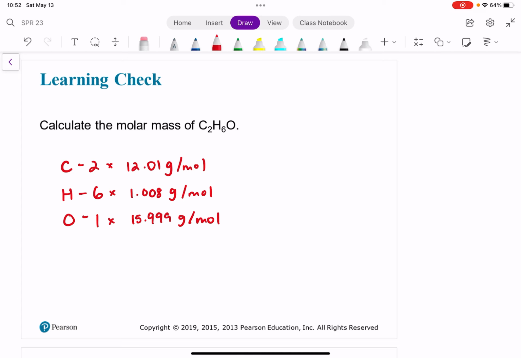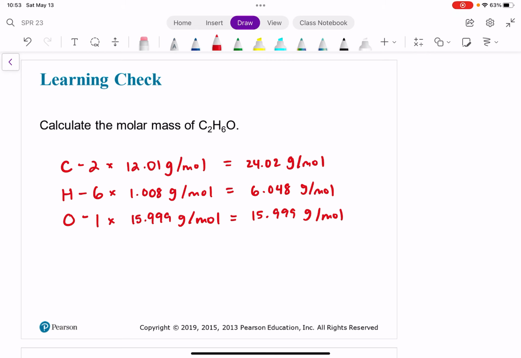Okay, so now we've got to do some math. We have 2 times 12.01, it's going to be around 24.02 grams per mole. Now 6 atoms of hydrogen, 6 moles of hydrogen, each of those moles has 1.008 grams. So we better multiply. 6 times 1.008 equals 6.048 grams per mole. All right, 1 mole of oxygen is just 15.999 grams per mole of oxygen.